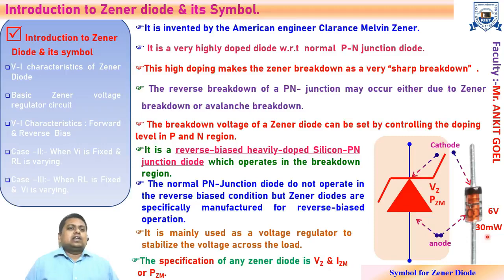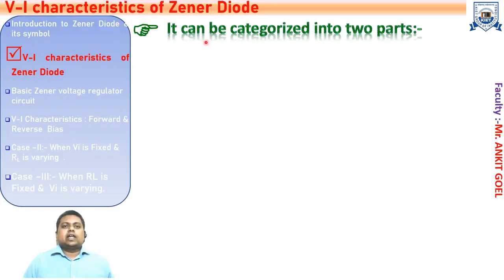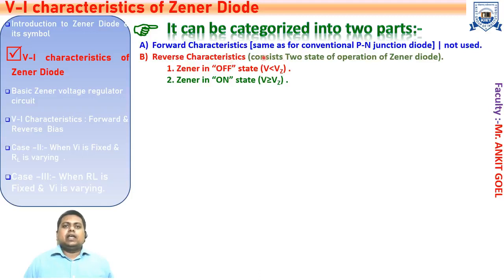So let's start with the VI characteristics of the Zener diode. The VI characteristics can be categorized into two parts: the forward bias characteristic and the reverse bias characteristic. In the forward bias characteristic, it behaves the same as the conventional PN junction diode. Normally there is no application of the Zener diode in the forward bias region; it is not used. The other category is the reverse bias characteristic, in which it operates in two states or two regions.